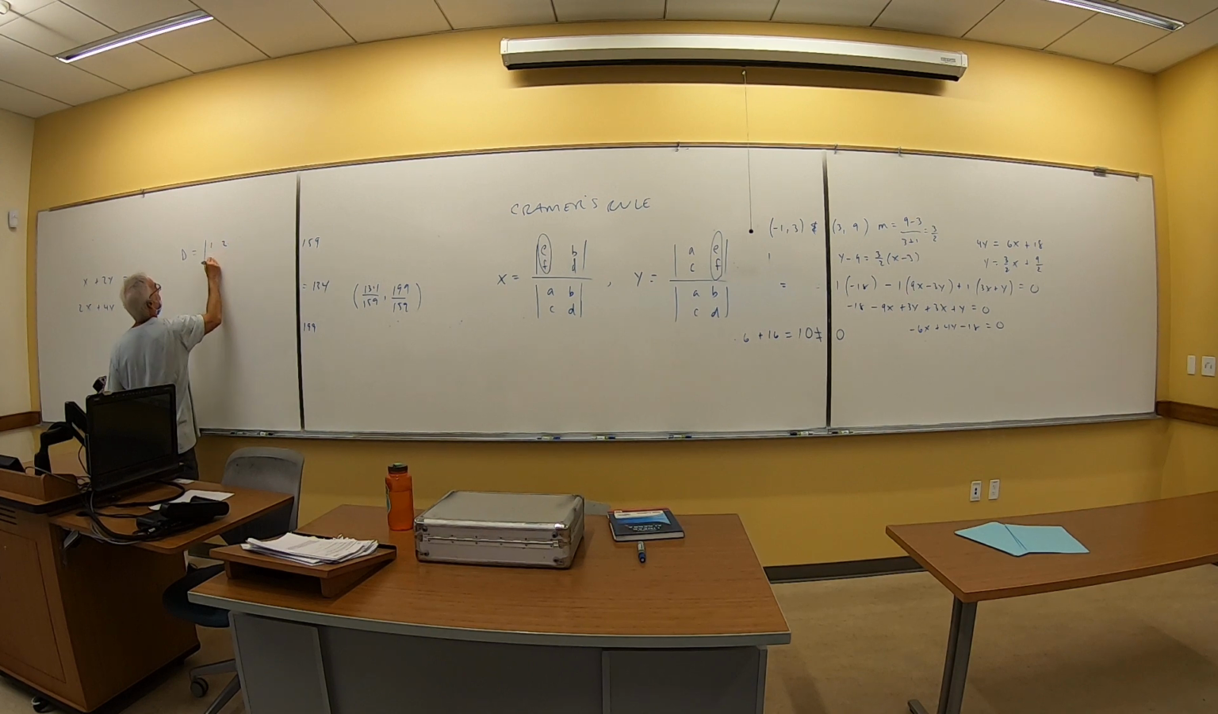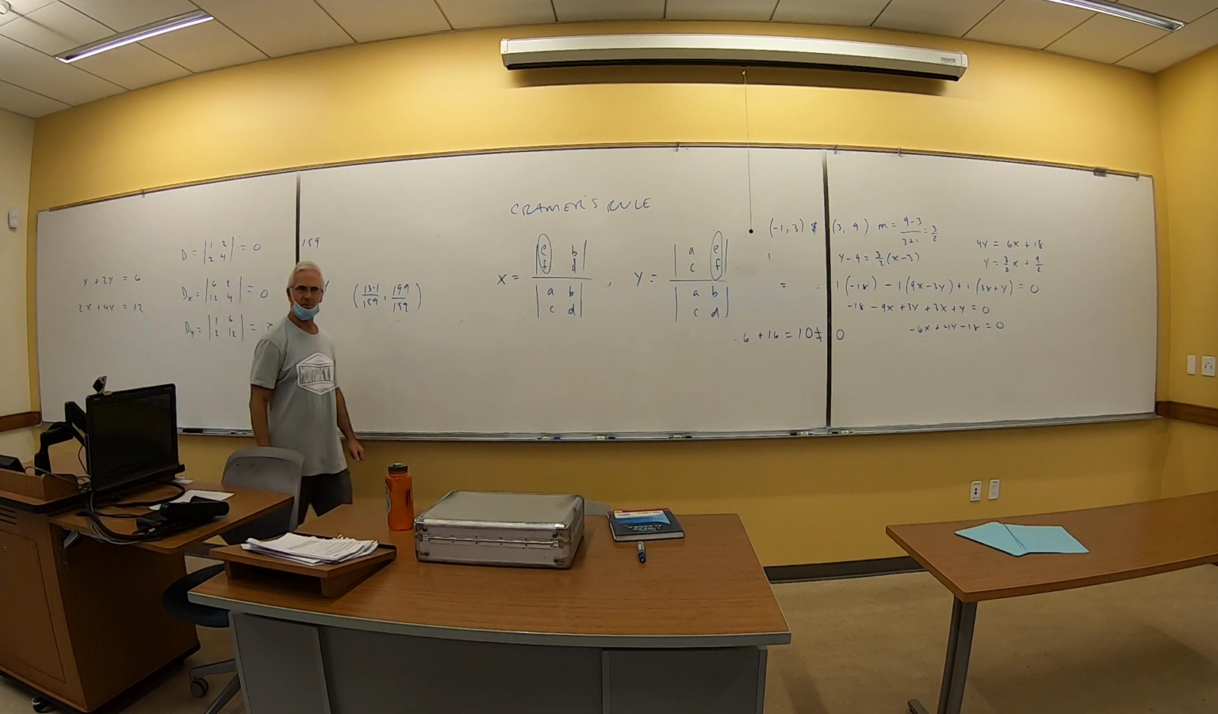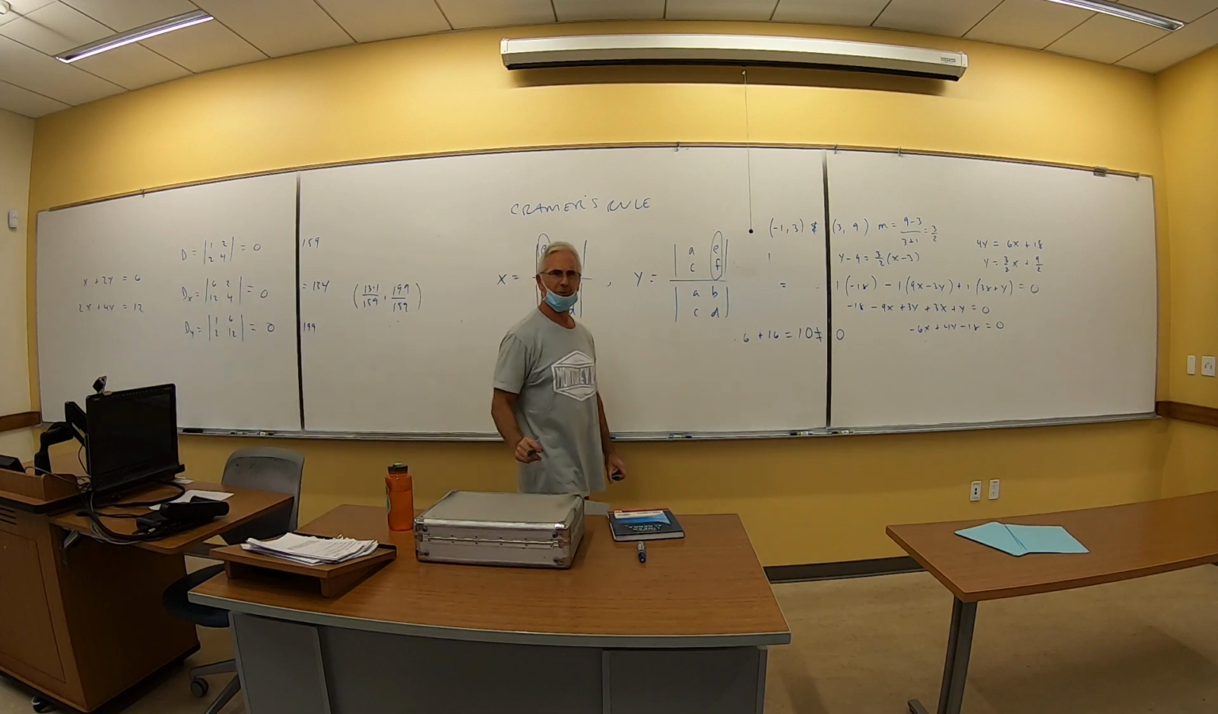1, 2, 2, 4. My Dx is 6, 12, 2, 4. And my Dy is 1, 2, 6, 12. All right, so that determinant is 0. That determinant is 0. That determinant is 0. So is my answer 0 over 0, comma 0 over 0?